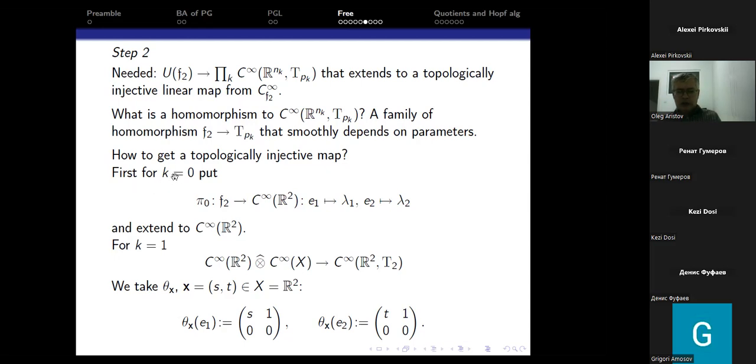So the first step is when k is 0, and then we consider the map from F2 to those functions in such a way that generators go to the generators of S infinity of R2. So in fact, it can of course be extended to S infinity.